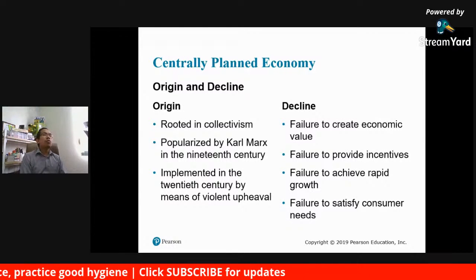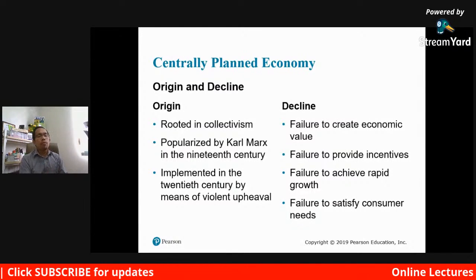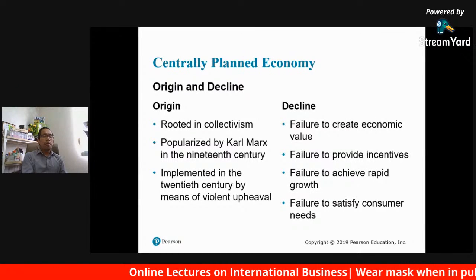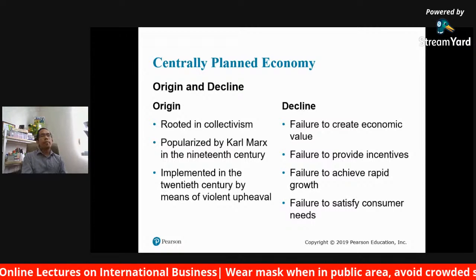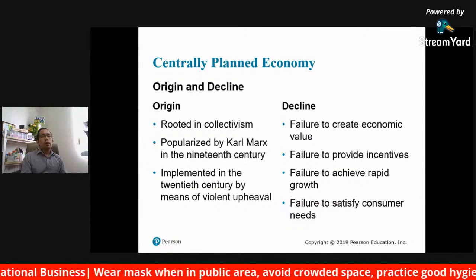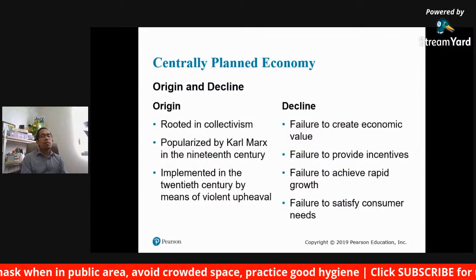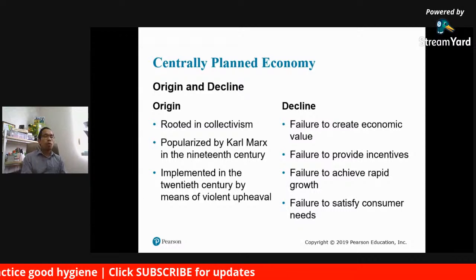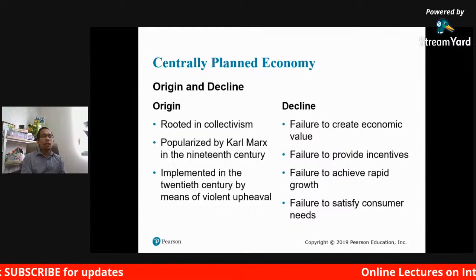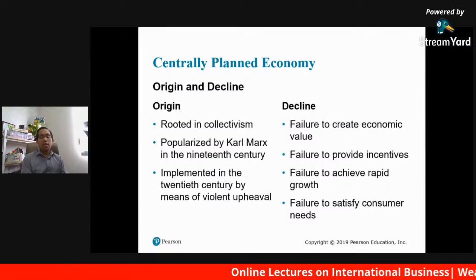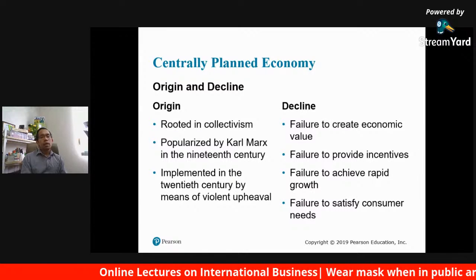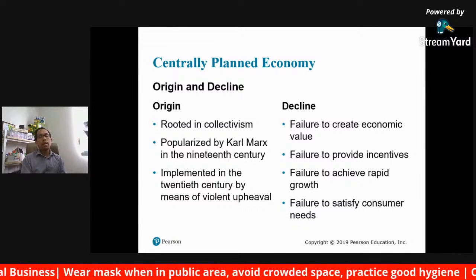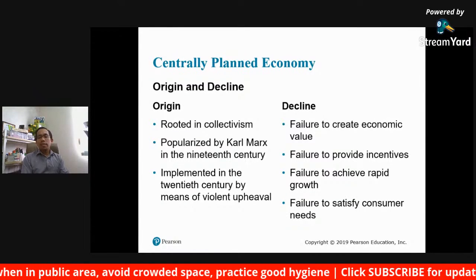When you centrally plan all the economic activity, it hinders you from accepting good ideas and good inventions put into the market, because you want to bring all the activities and offer them at a very fair price. You don't allow that in your purely centrally planned economy. Failure to provide incentive.